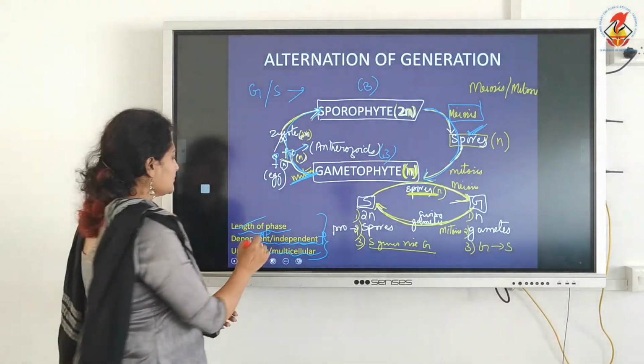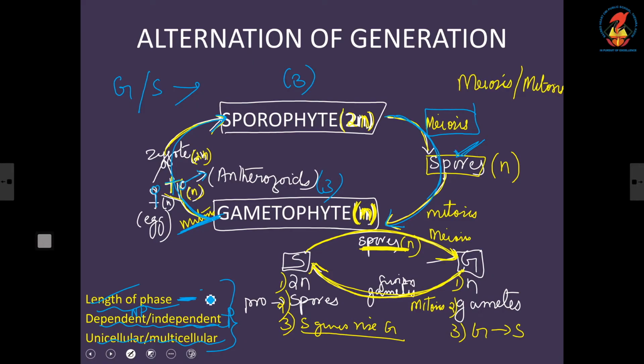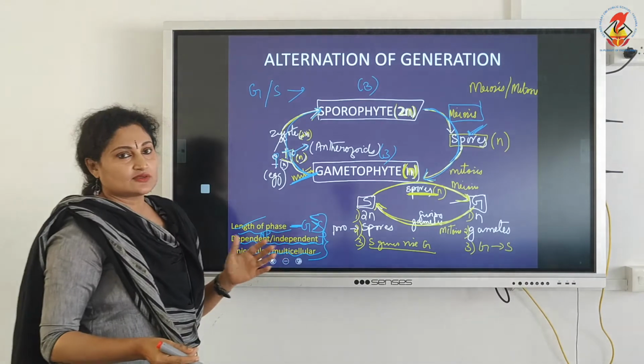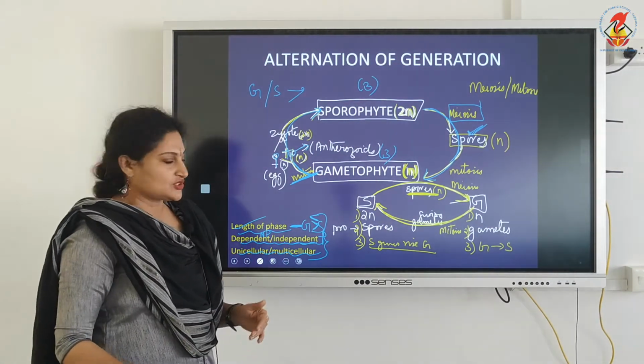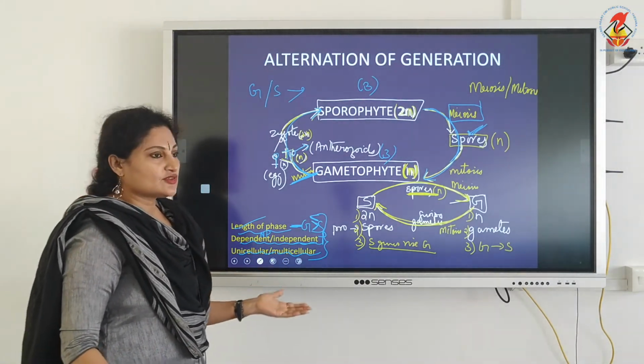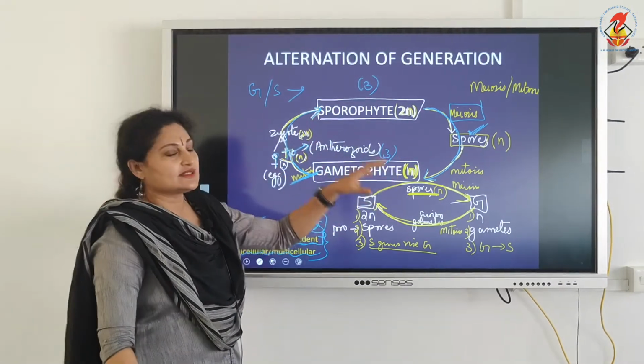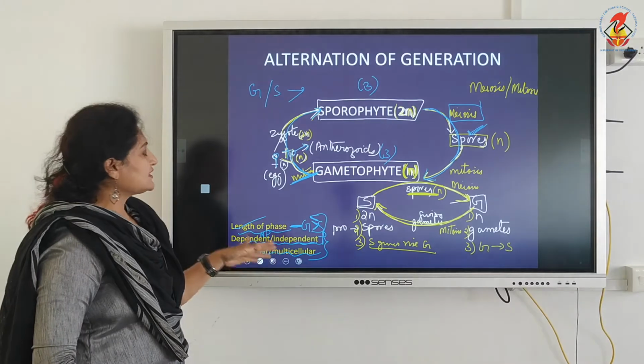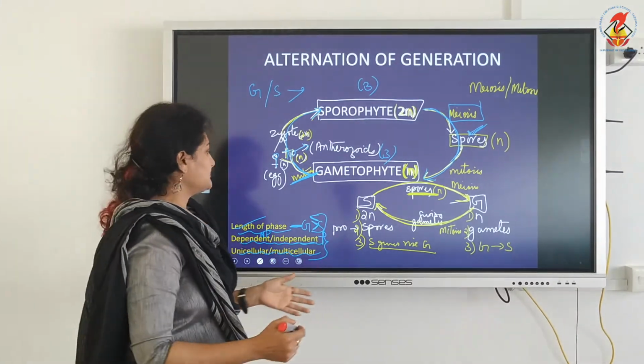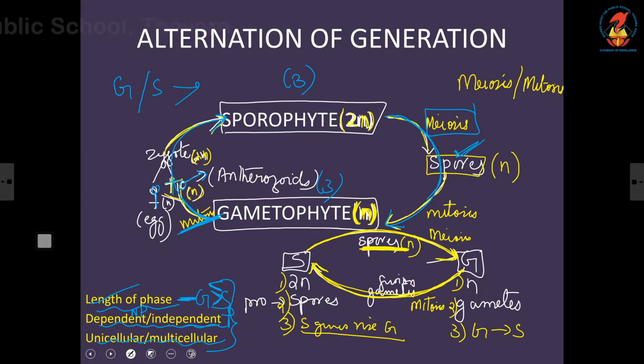So we can see the duration of the phases, whether the gametophyte is longer than the sporophyte or the sporophyte has a longer duration than the gametophyte. Then whether the gametophyte is photosynthetic or the sporophyte is photosynthetic, and whether the gametophyte or the sporophyte is unicellular or multicellular. All these aspects will be dealt with in the coming slides because they vary from division to division. Here I want to highlight one more point.